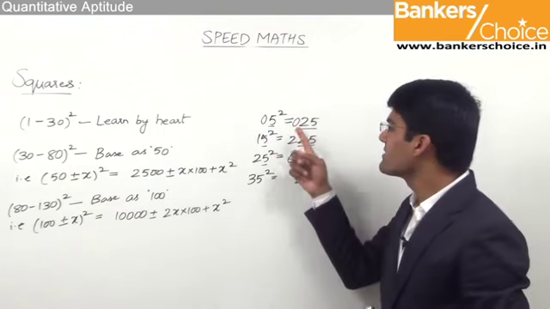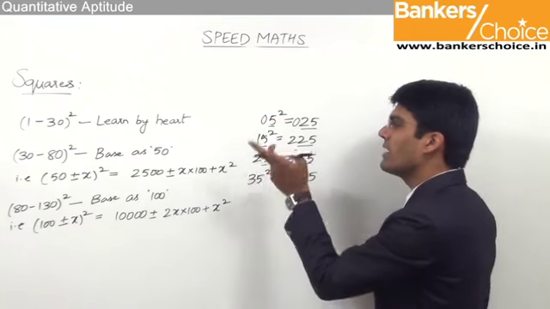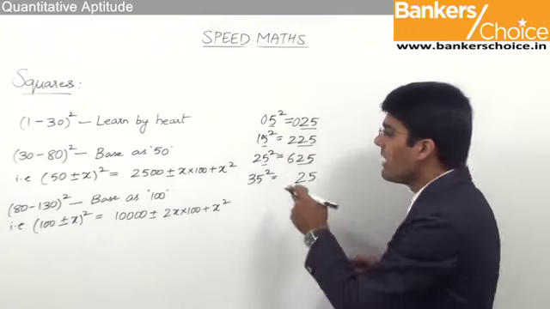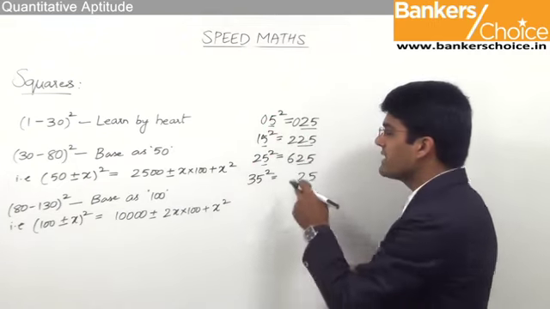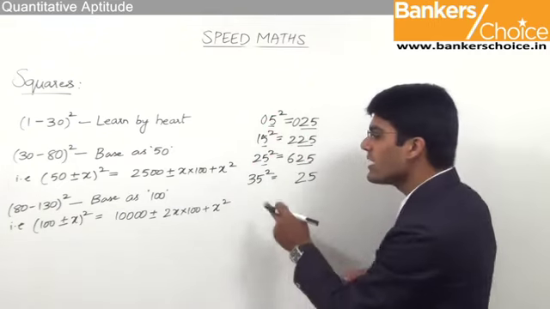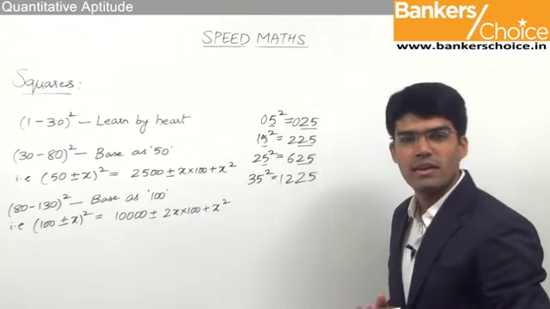0 into 1 is 0. If you go for 15, that's 1 into the next integer, 1 into 2 is 2. So 2 into the next integer 3. 2 into 3 is 6. So that is the reason we get 625. So here it should be 3 into 4. 3 into 4 is 12. So the answer here is 1225.